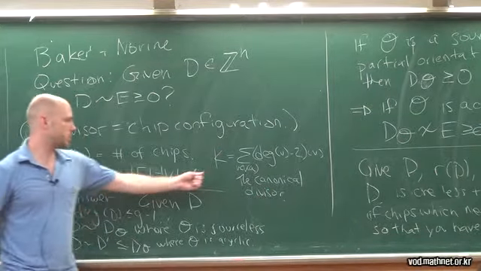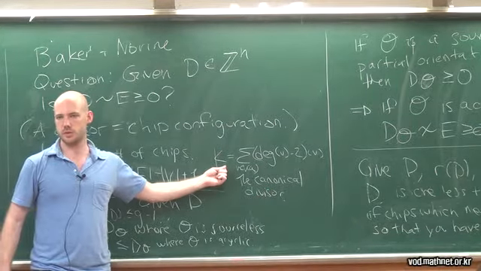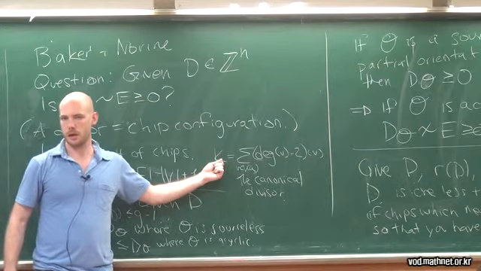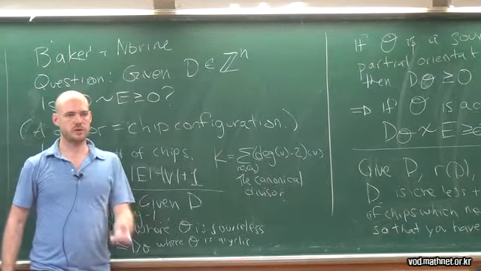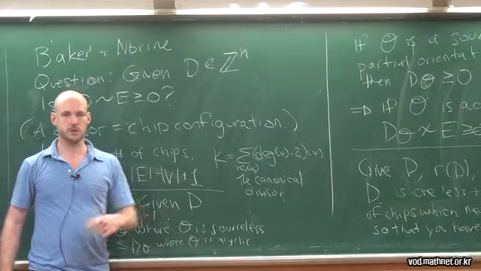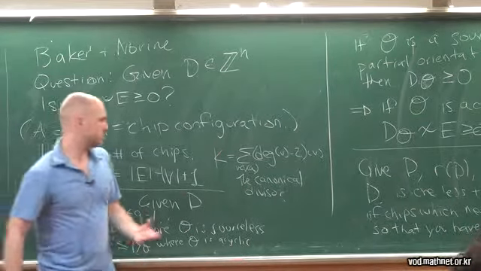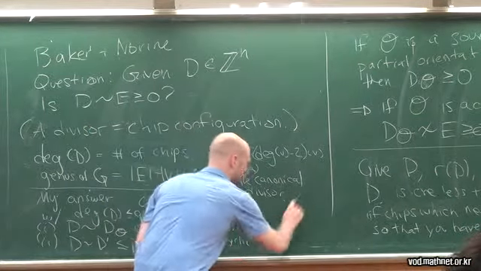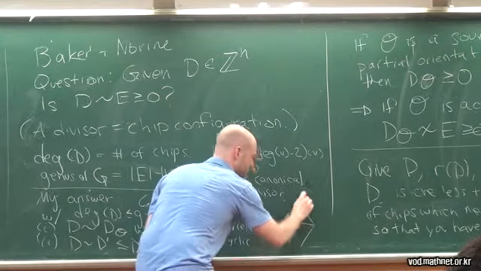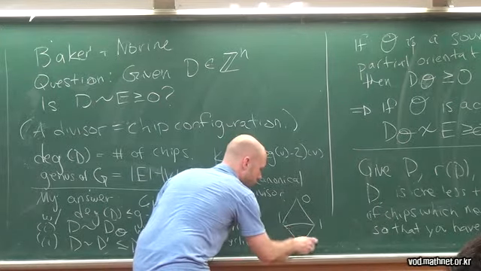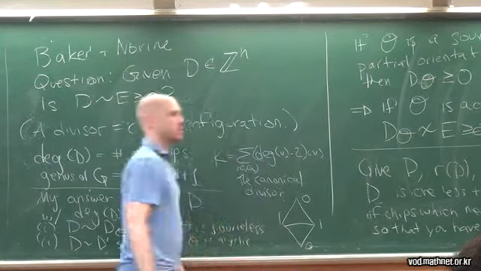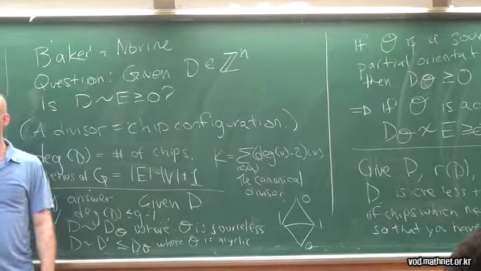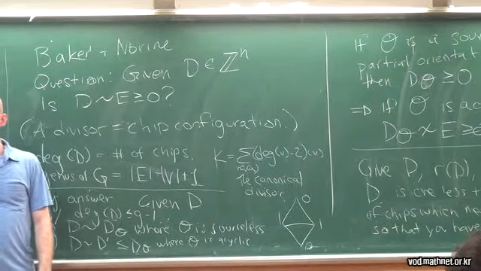Okay, so there's a distinguished chip configuration or divisor which is called the canonical divisor. And this just means that you put degree of V minus 2 chips at each vertex. So for example, for this ongoing guy, the canonical divisor is going to be 0, 1, 1, 0, which is exactly what I have up there. So that's the canonical divisor for that graph.